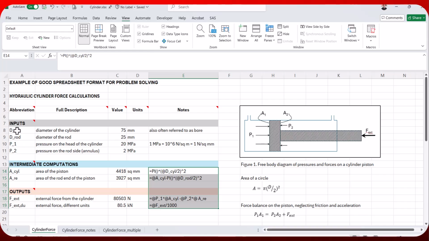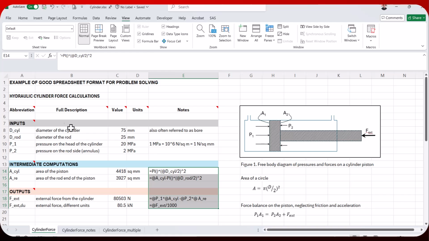The left to right part is reading any particular line. The diameter of the cylinder, d sub cyl, means the diameter of the cylinder. It's 75 millimeters. And often in the note here, maybe we would also call it the bore diameter of the cylinder. So that's the left to right part, where you have the abbreviation. What did you mean by that? What's the value? What's the units? And where did it come from?